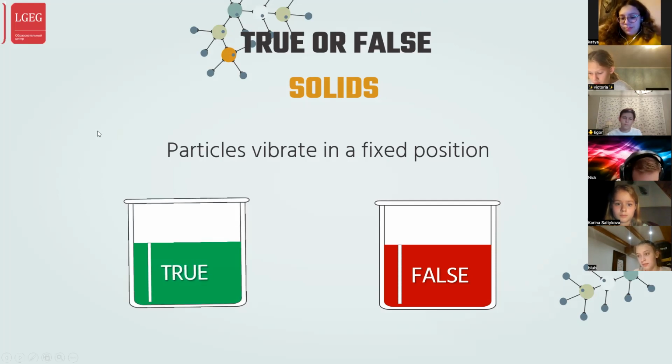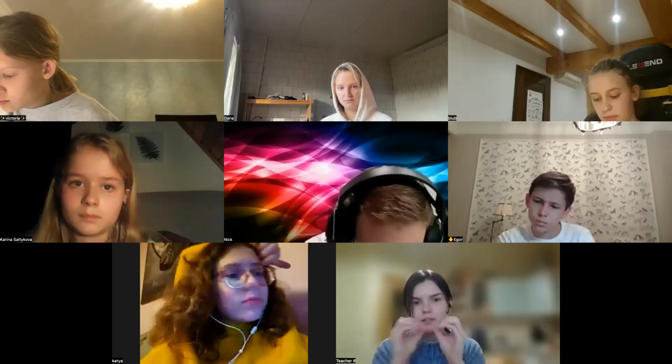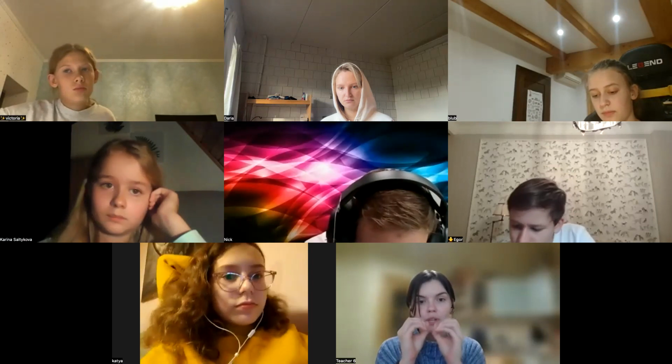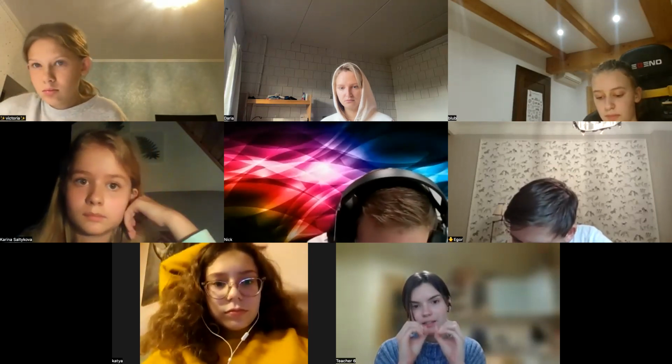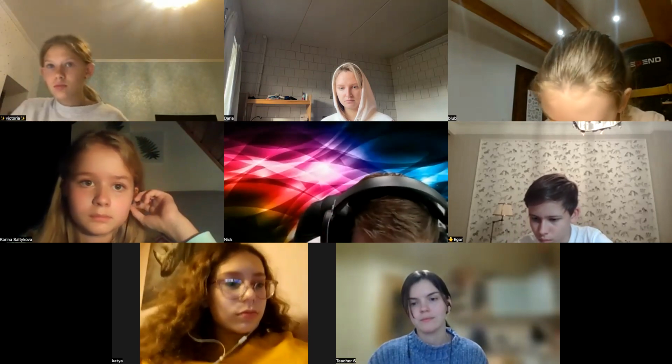This one is actually true. Okay. So in the solids, particles are connected with the bonds, but as usual particles always want to move. They always want to go somewhere. But because in solids they are bonded together, they don't move, and they just stay and vibrate in the fixed position. Because they want to go around, but they cannot. So they're fixed and they vibrate.